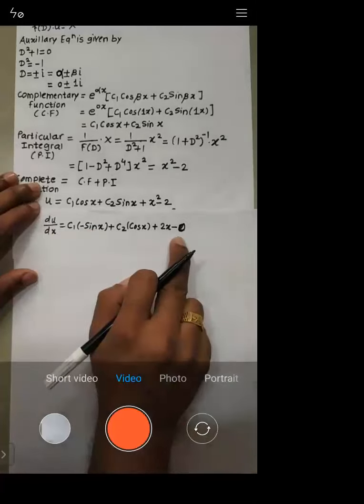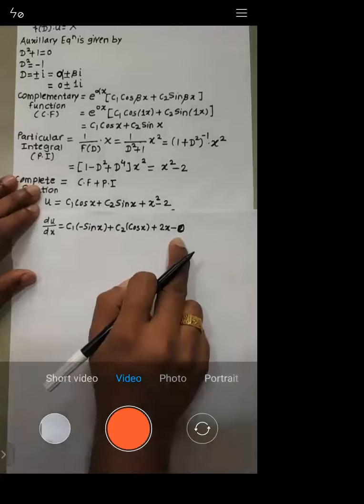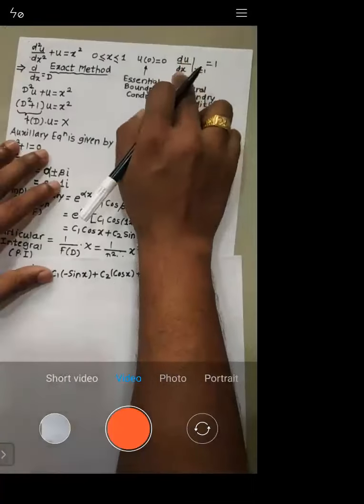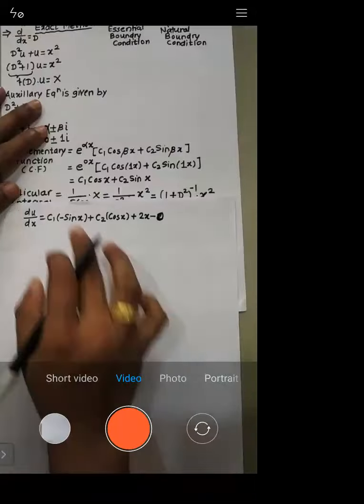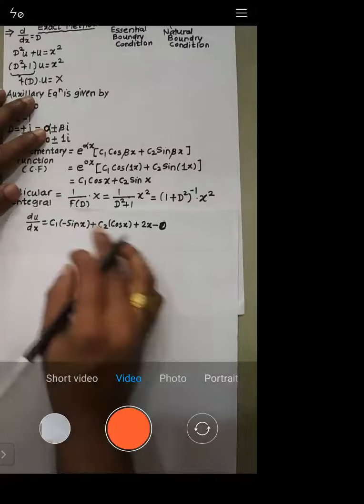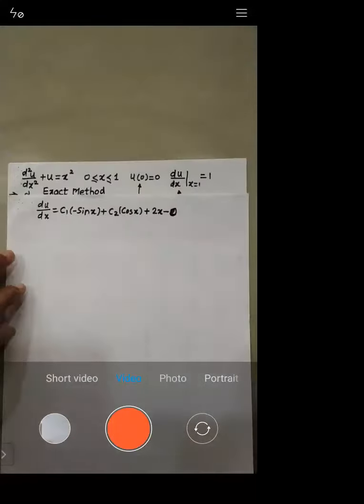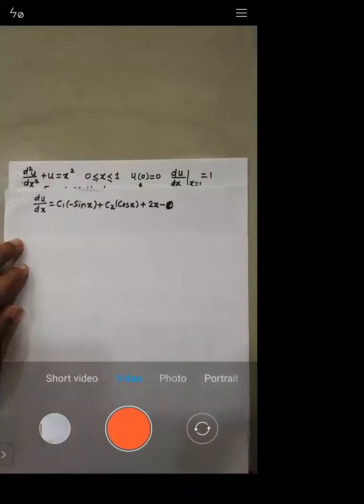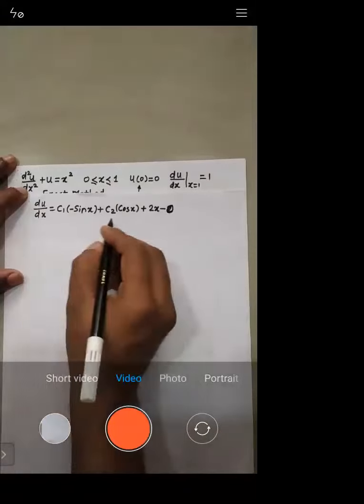You have calculated du by dx. But what do you need to calculate? du by dx at x is equal to 1. So this is du by dx. In du by dx, what do you do? You put x is equal to 1.